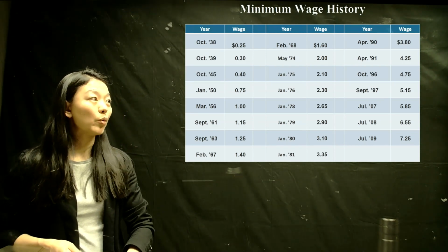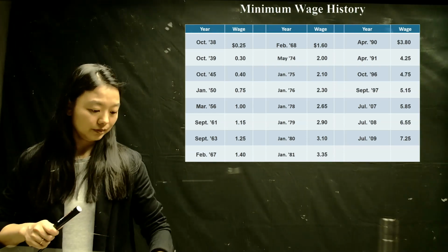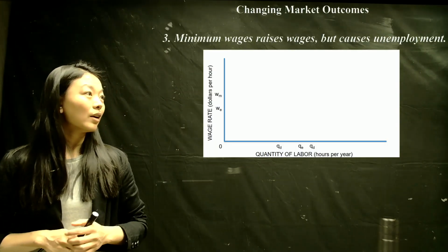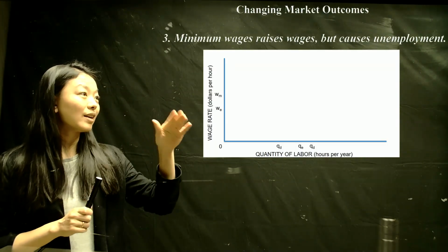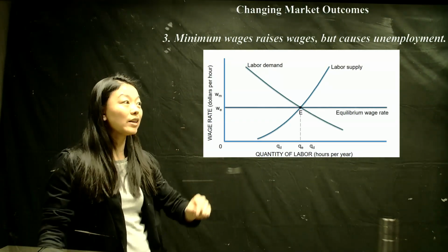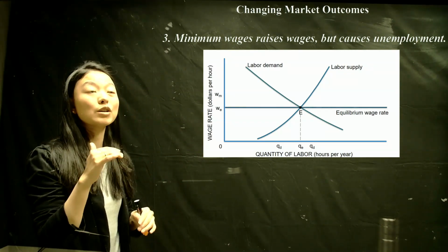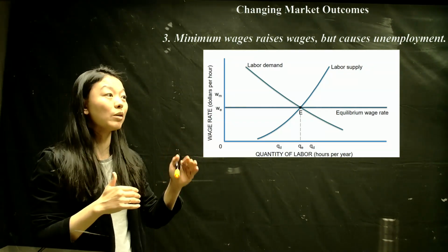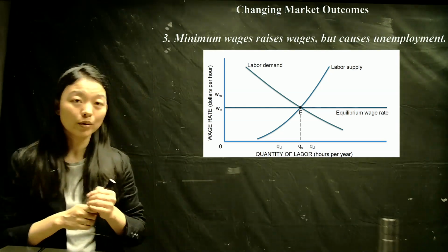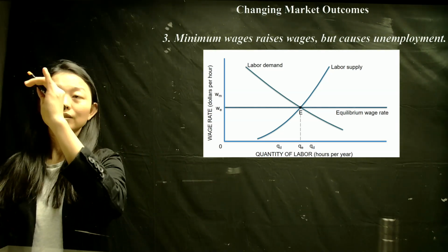And how would the minimum wage change the market outcome? Let's see. In this graph, initially we have the demand and supply curves that determine the equilibrium wages. So I will draw a graph here.